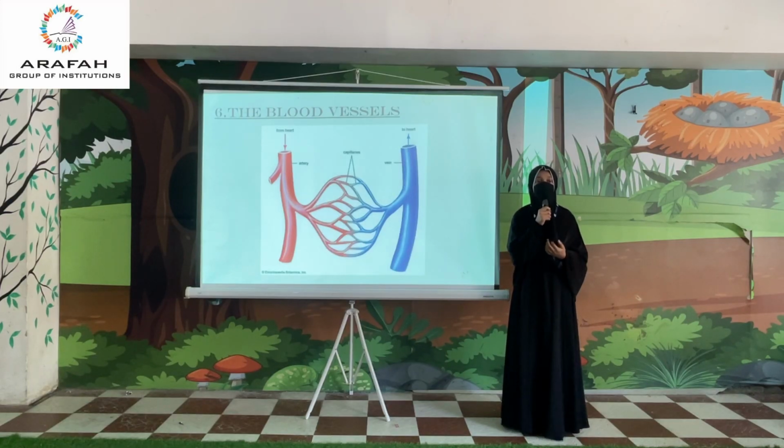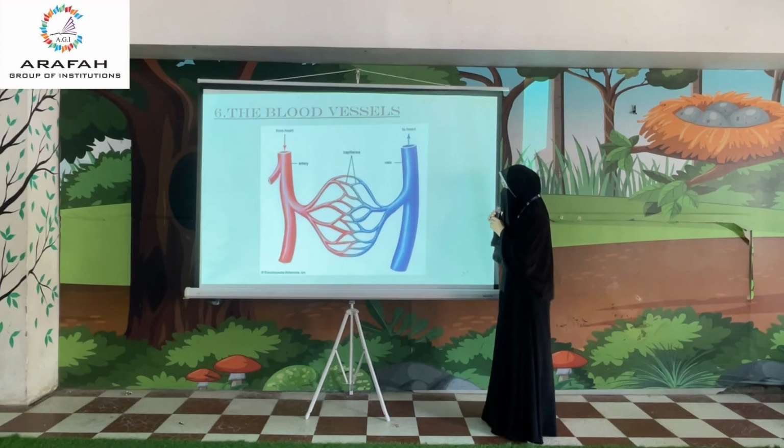Blood vessels. The blood in a body flows through vessels or tubes called blood vessels. All the blood vessels are connected to the heart. There are three kinds of blood vessels present in our circulatory system: arteries, veins, and capillaries.